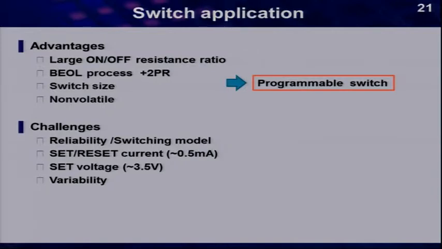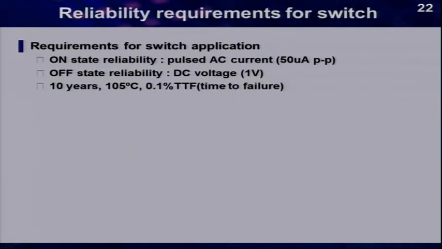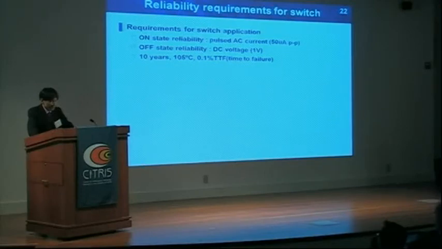Here are the advantages for programmable switch, which are already explained. We also have reliability issues here. So reliability for on-state, reliability for off-state. Here is a requirement for programmable switch. For programmable logic application, we apply the pulse AC current. For off-state reliability, DC voltage stress is applied. The switch persists its on-off state for 10 years under these stress conditions.